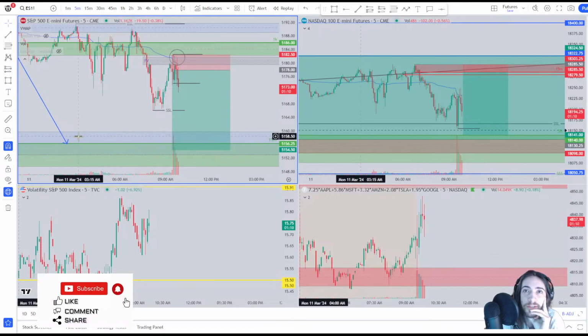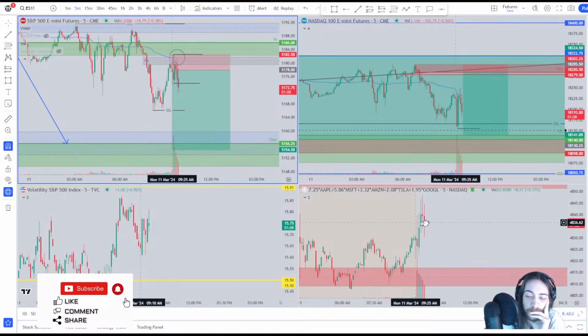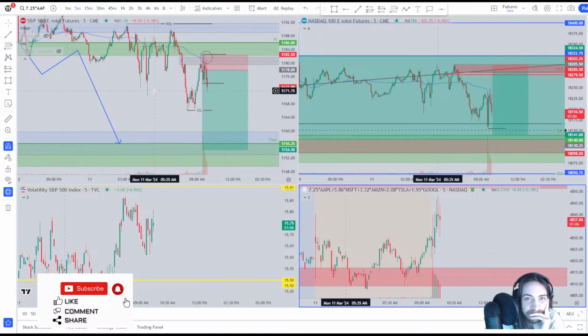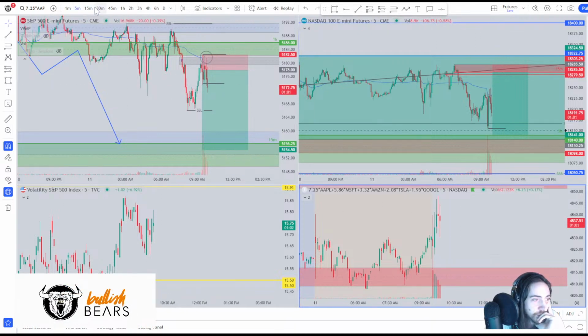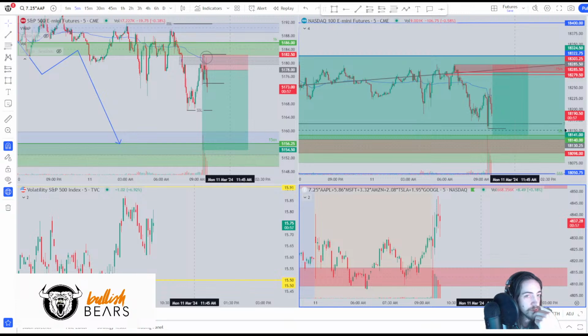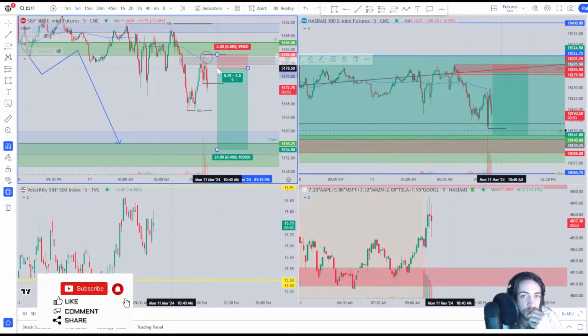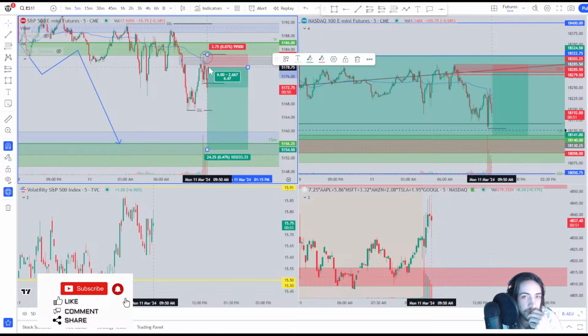Some buying pressure on Nasdaq right here, and look at the buying pressure on the weighted index too. So again, I'm not chasing shorts down here. I'm just not. Can't chase. If I missed my entry, I missed my entry and have to wait for the next trade setup, period. Not chasing. You chase and you just destroy your risk to reward.